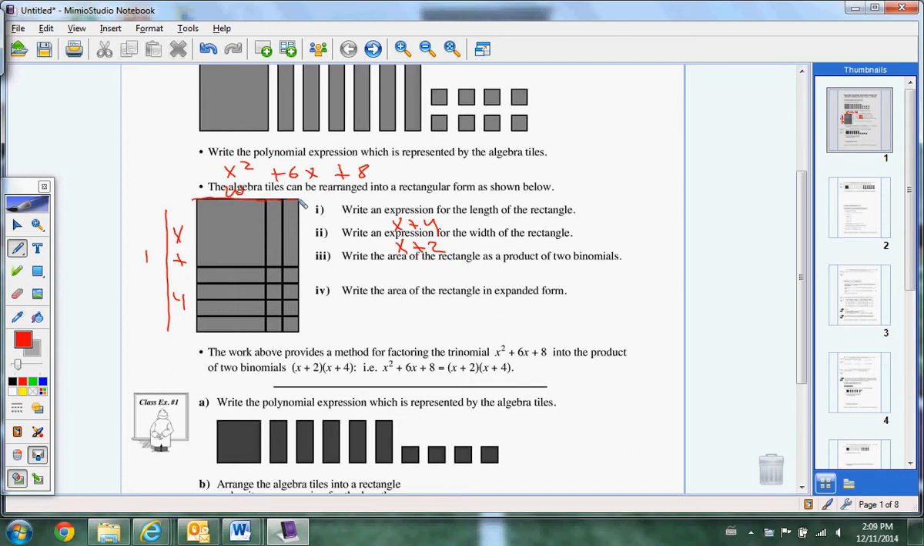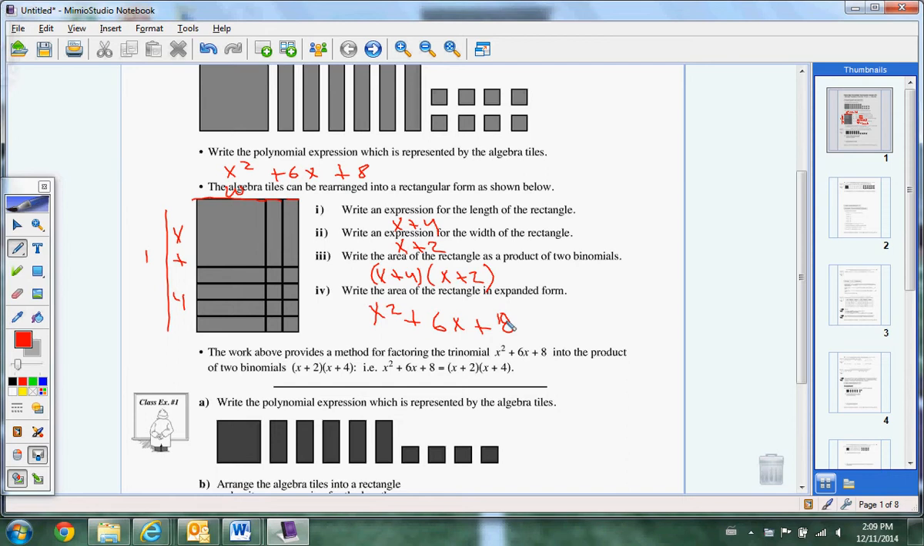Write the area of the rectangle as a product of two binomials. So length times width, x plus 4 times x plus 2. Okay, write the area expanded, so go ahead and write it to this right here. X squared plus 6x plus 8.